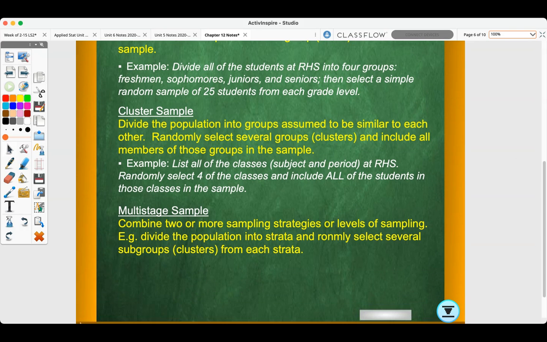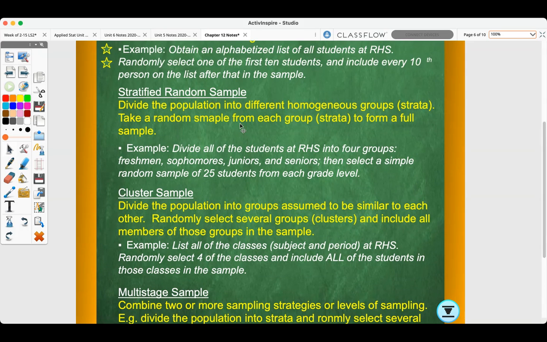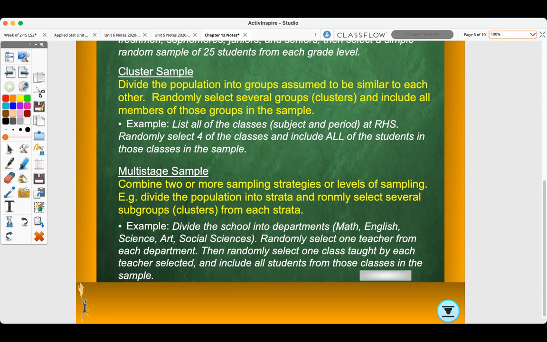Multi-stage sample. Combine 2 or more sampling strategies or levels of sampling. For example, divide the population into strata and randomly select several subgroups or clusters from each strata. An example would be divide the school into departments: math, English, science, art, social sciences. Randomly select one teacher from each department. Then randomly select one class taught by each teacher selected and include all students from those classes in the sample.